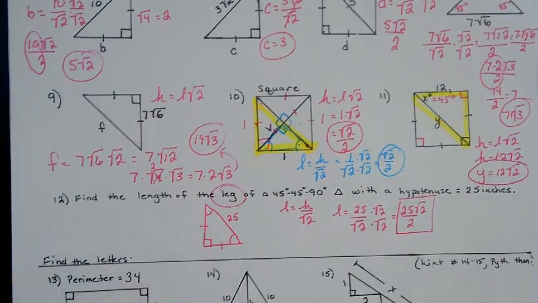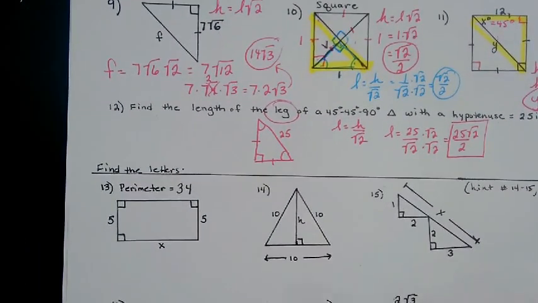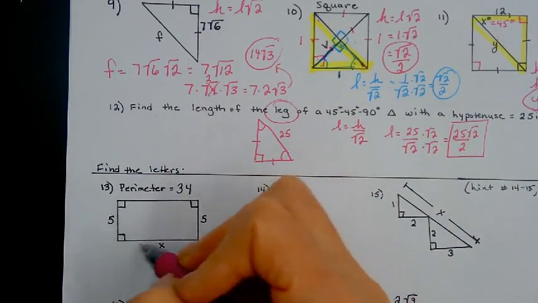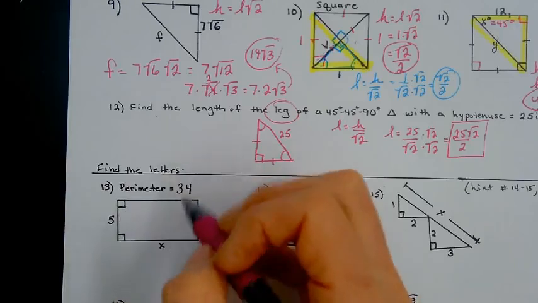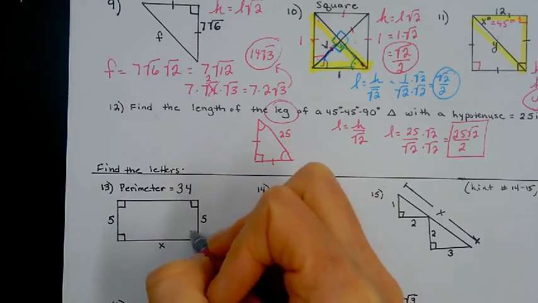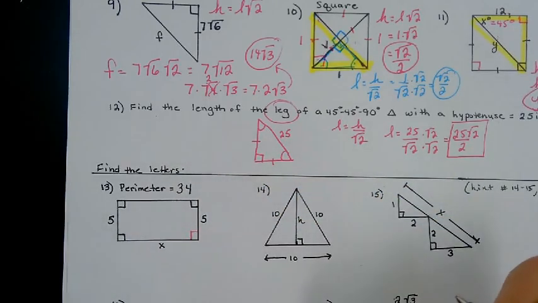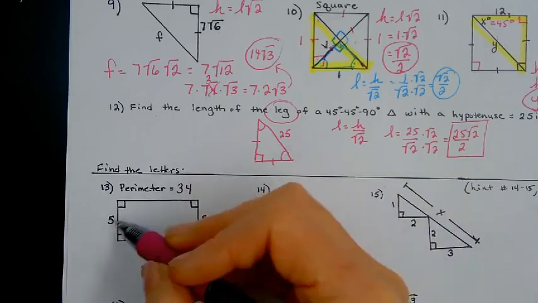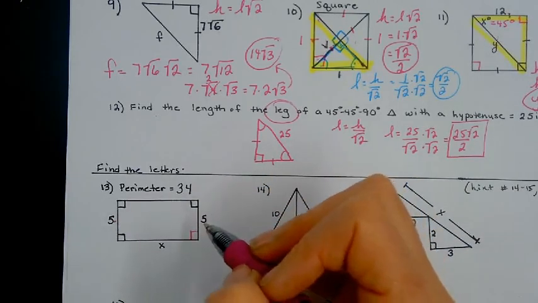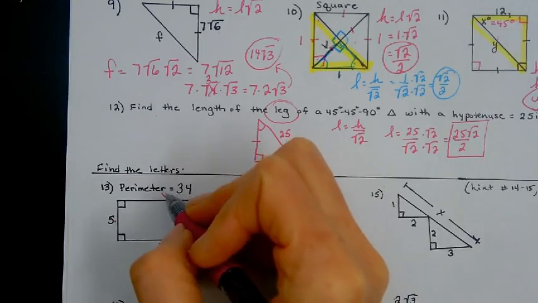Here's the perimeter of a rectangle. Notice this is a quadrilateral. It has all 4 right angles. If 3 of them are 90, then of course the 4th one is also. So this is a rectangle. This side is 5. This side is 5. Opposite sides are congruent. It's also a parallelogram, so opposite sides are congruent.